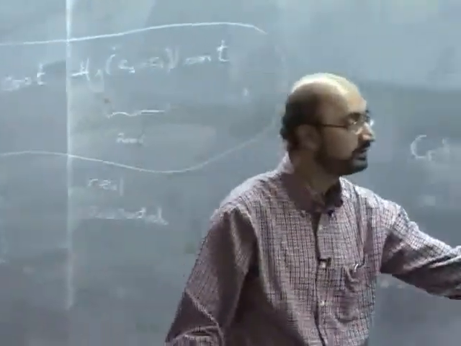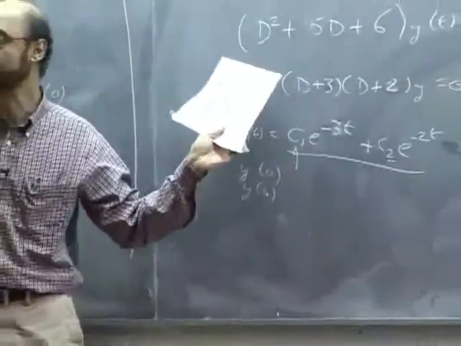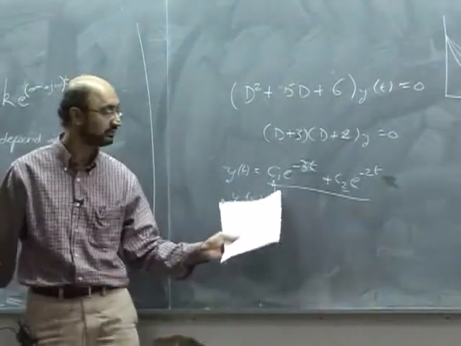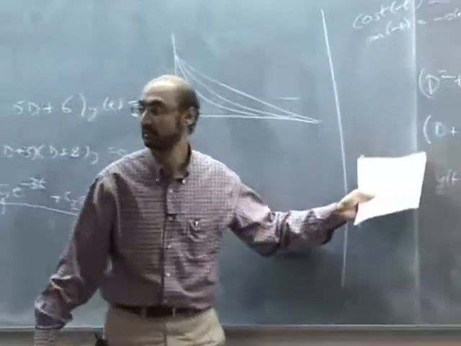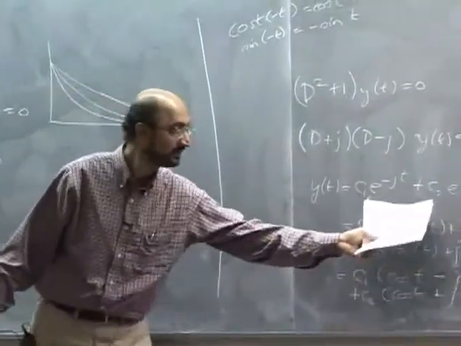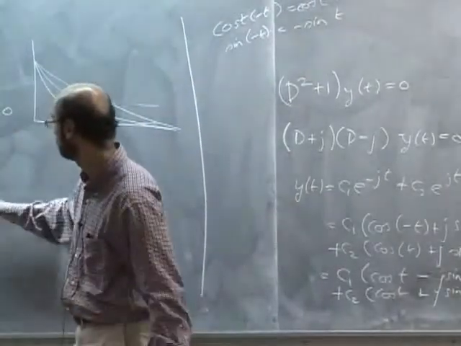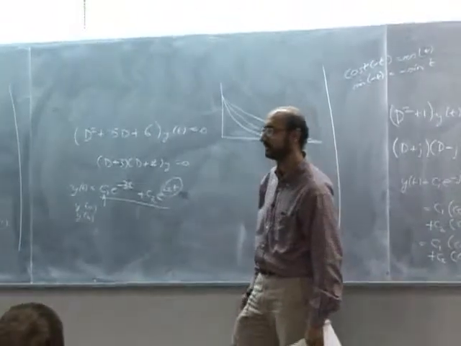This one over here has got to be real, because again, I'm claiming that this is a real system. If this is a real system, then C1 and C2 here must be real. When we have repeated roots like this, then we have this j coming in. And here I don't have any j. If you notice, I have a pure real response over here.